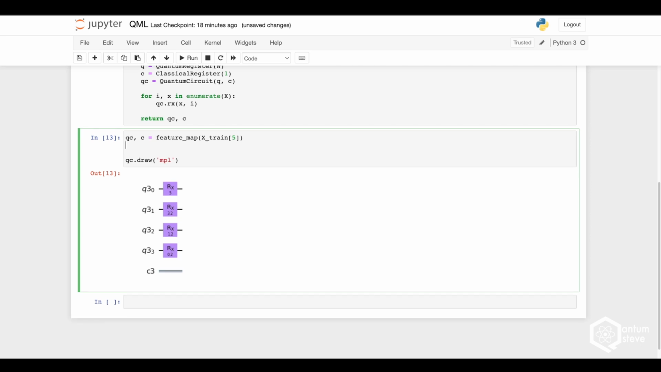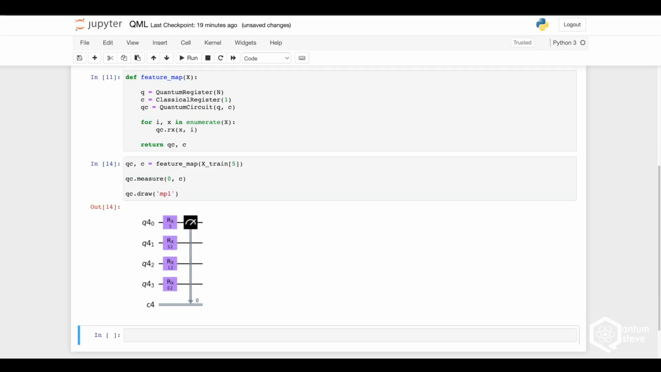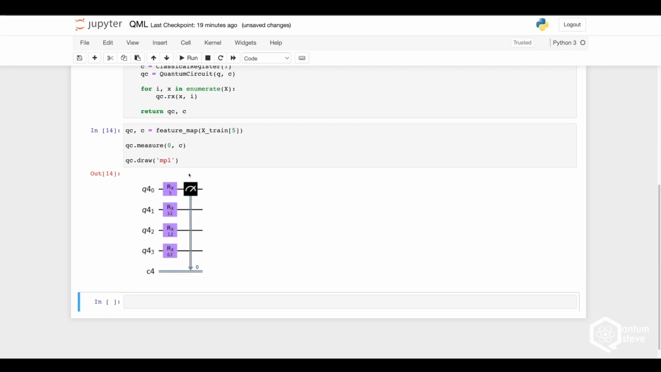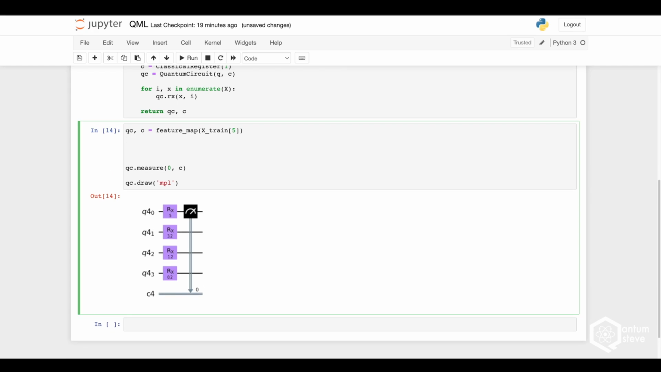So now let me just put here a measurement operator. Okay, so as you can see, now I'm measuring the 0th qubit. And so this output here can be either 0 or 1. Now, basically the idea is that I want to introduce a variational circuit. So I want to introduce some more rotations that we're again going to be learning. So let me just show you what I mean.